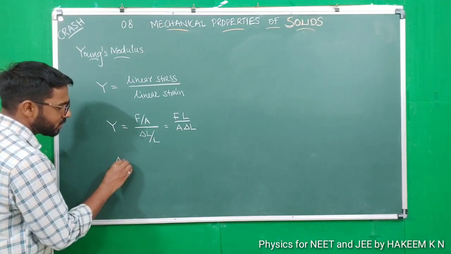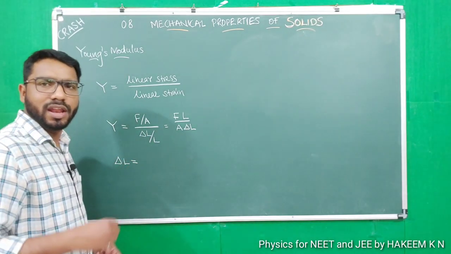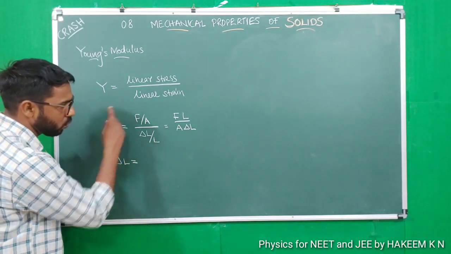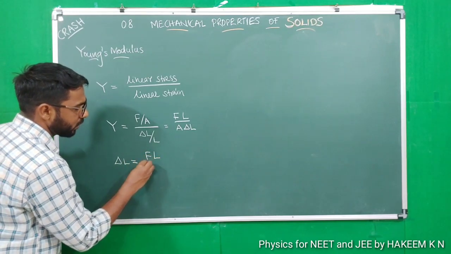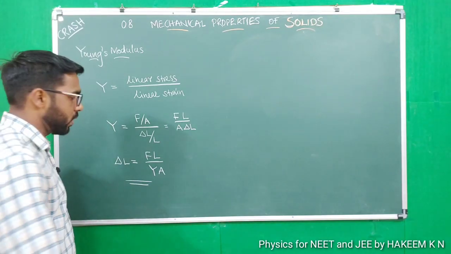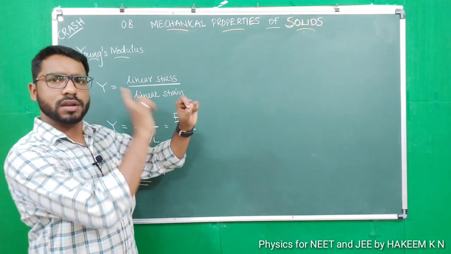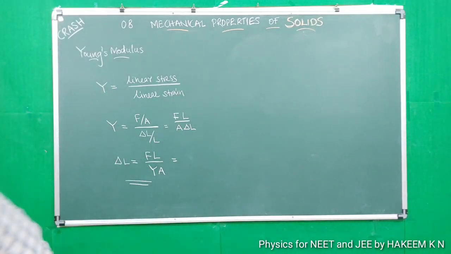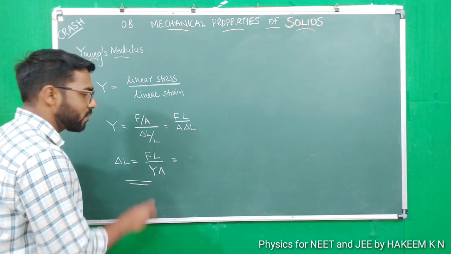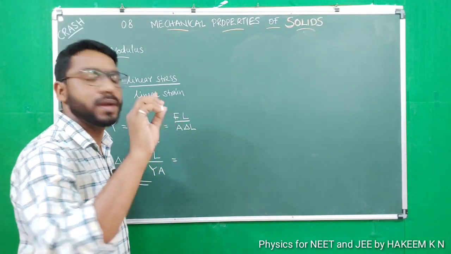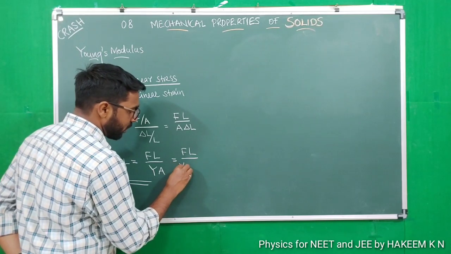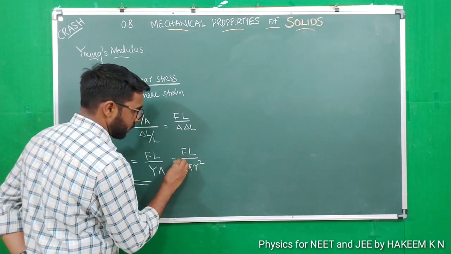So the change in length, elongation or compression, delta L equal to FL by YA. And for a rod having circular cross section, we can say area of cross section as pi r square. So we can say delta L equals FL by Y pi r square.